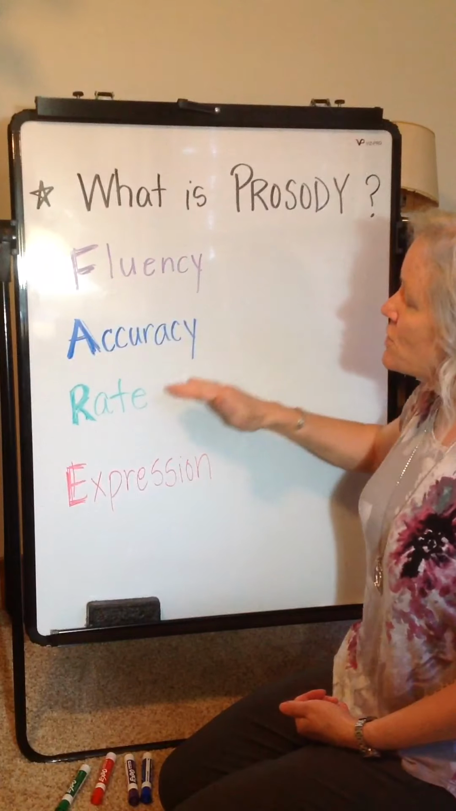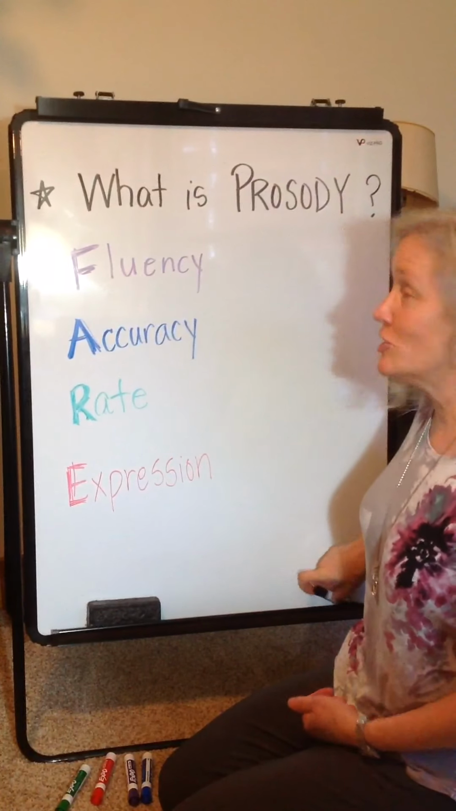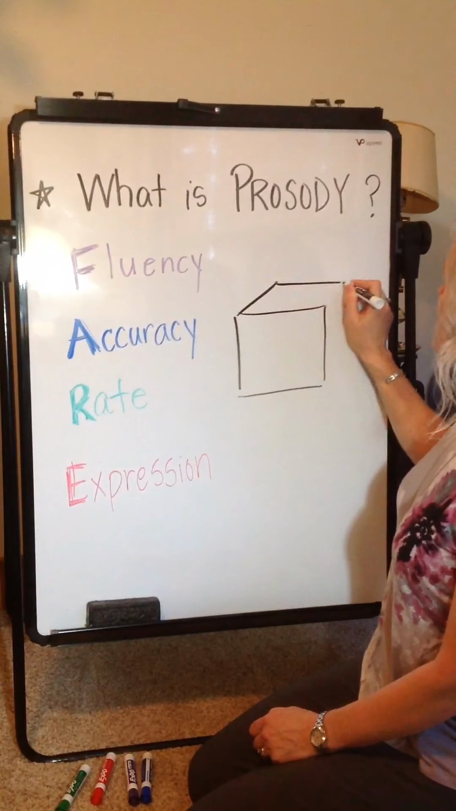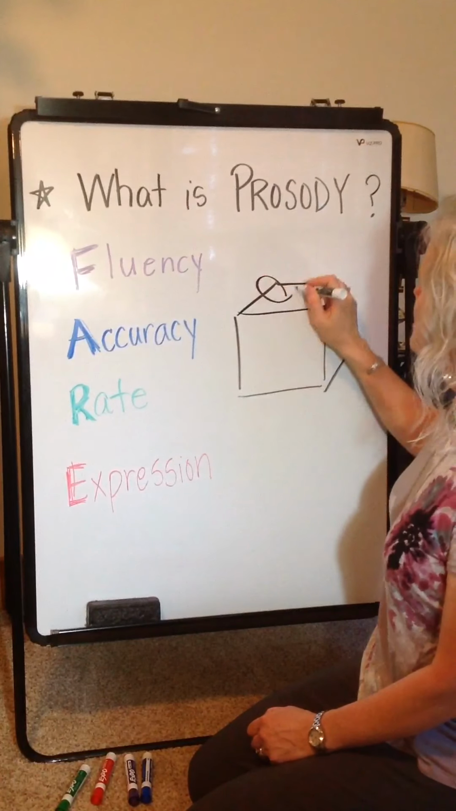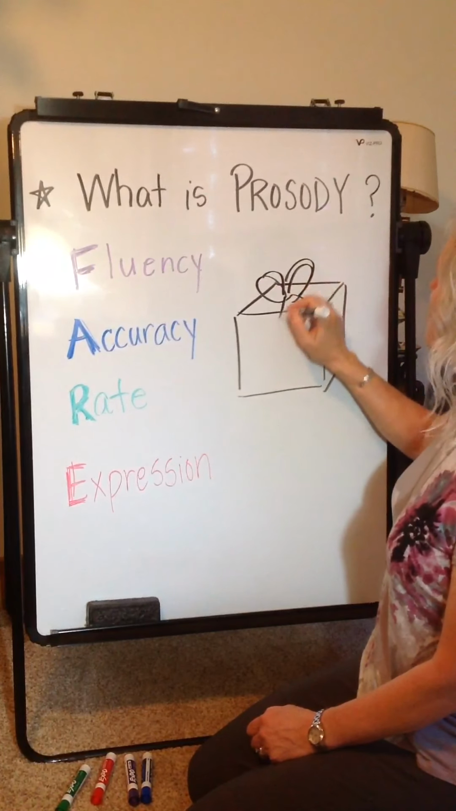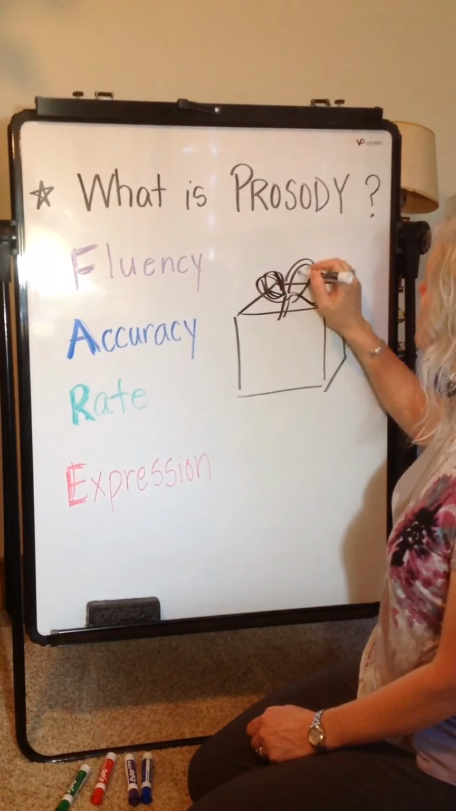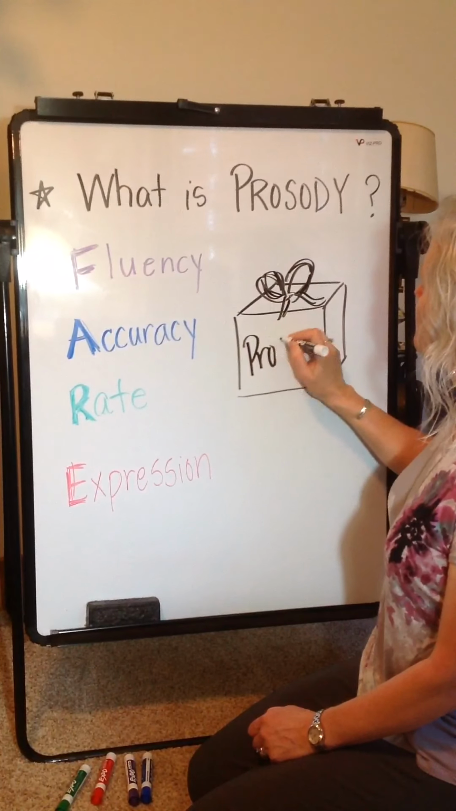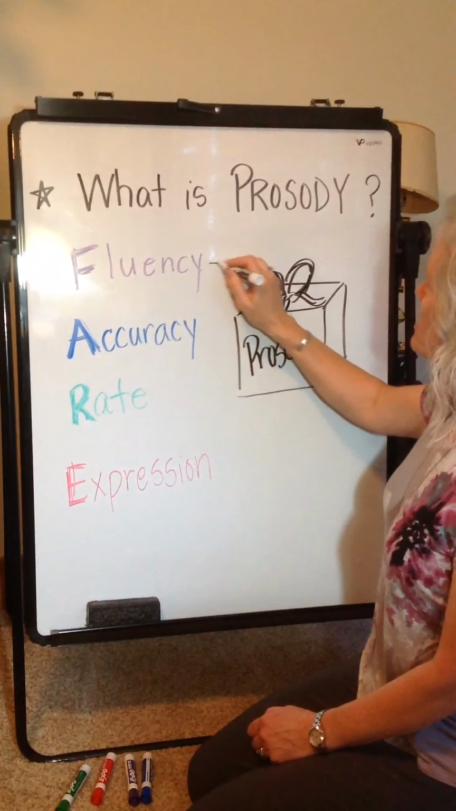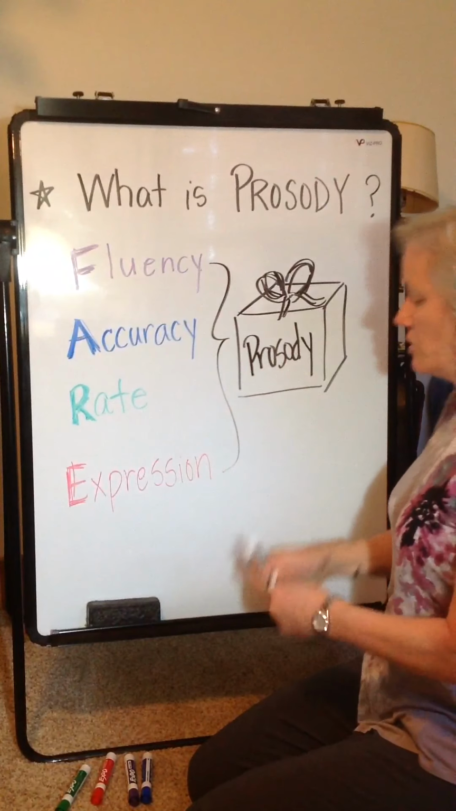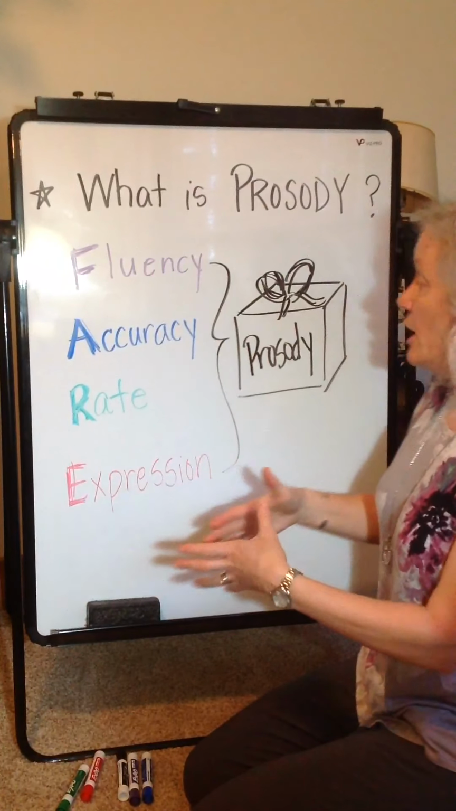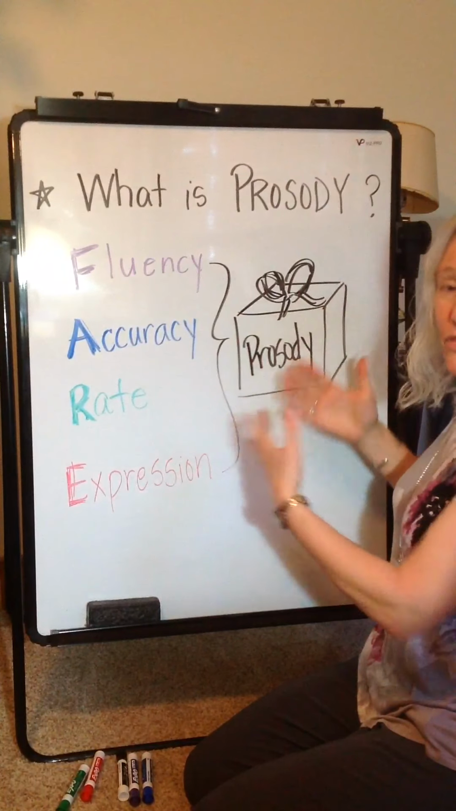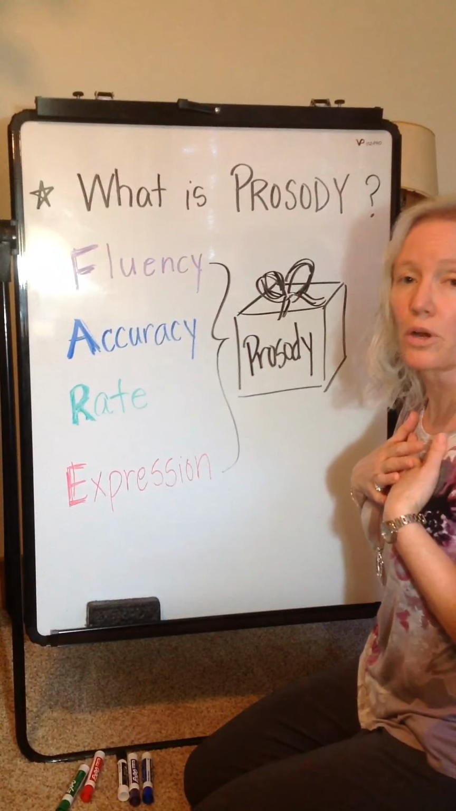Now, fluency, accuracy, rate, and expression. What I like to do is I like to say it's a present. So this is our prosody present. And so here's my bow, and I guess I should have added color to it, made it look a little bit more exciting. But there's my bow, and this is prosody. Prosody has all of these components. So we box them all up and we present this present to ourselves. We give this as a gift to ourselves so that we can increase our comprehension.